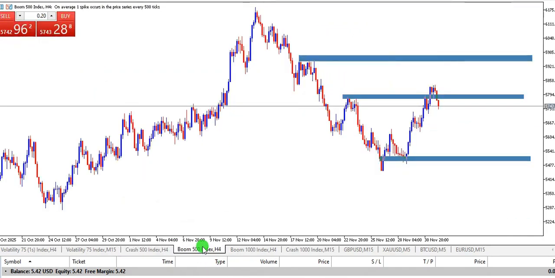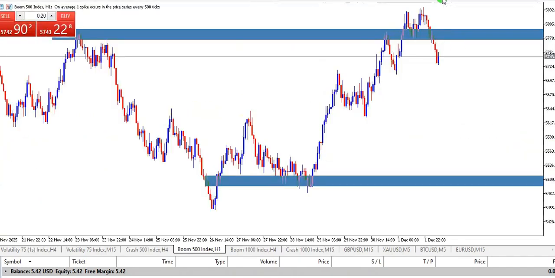Going to the next one, which is going to be Boom 500. I think I'm likely to take this trade because I can see it moving back into this zone. But then let me see. Okay, that is actually telling me that I won't be taking this here. Why? Because now you can actually see a break into this zone.